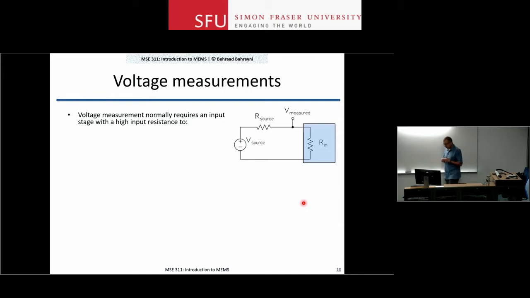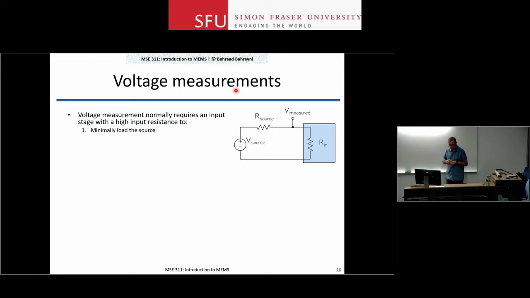Well, if you stick to this model for the sensor, and remember this is the Thevenin equivalent circuit, right? The sensor doesn't have to be that simple, just a source and a resistor. It could be a fairly complicated circuit, but we can reduce it to a voltage source and a series resistance as long as everything in there is linear. So what we want to do is measure that V source in this simplified diagram. We want to minimally load the source.